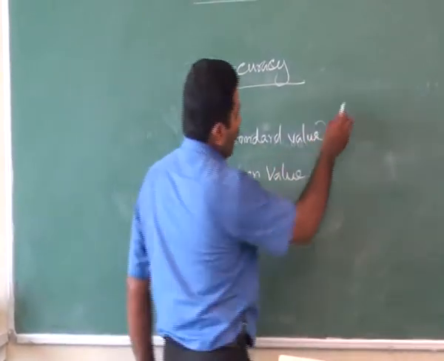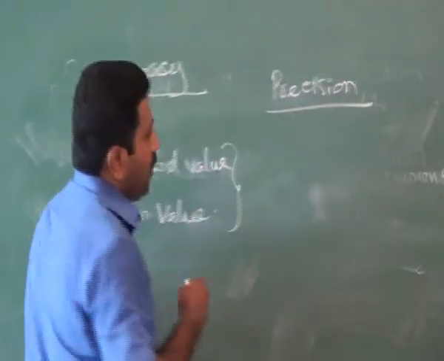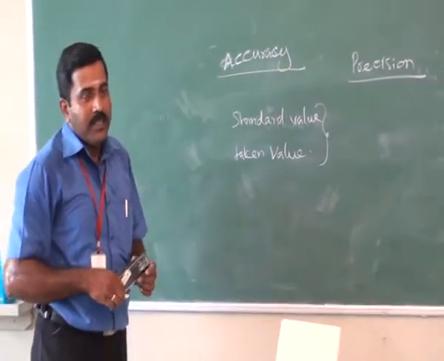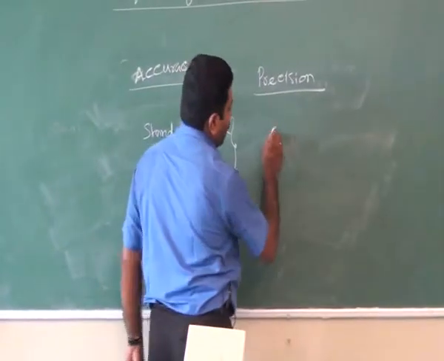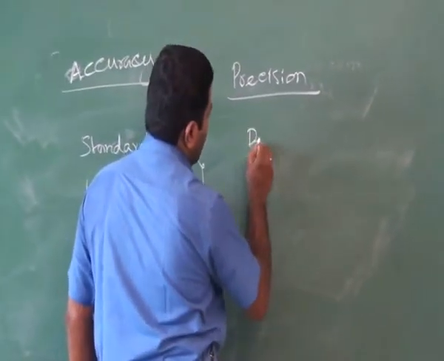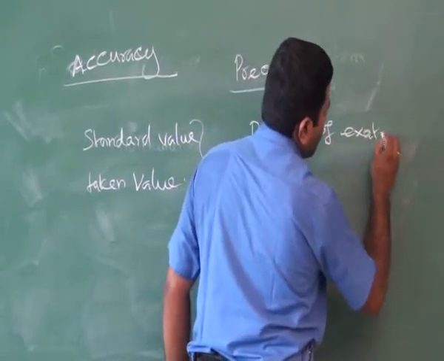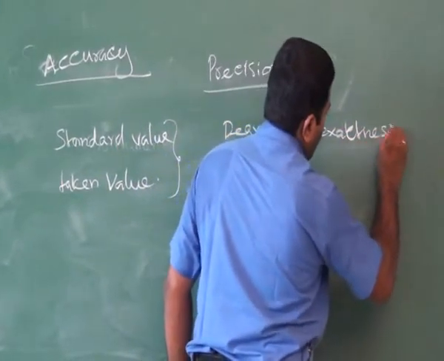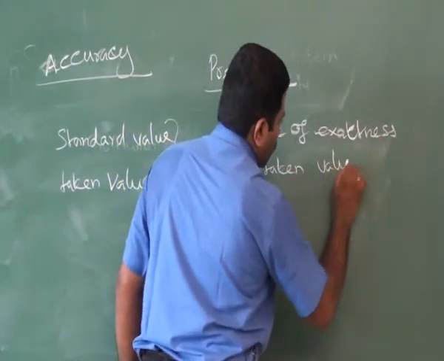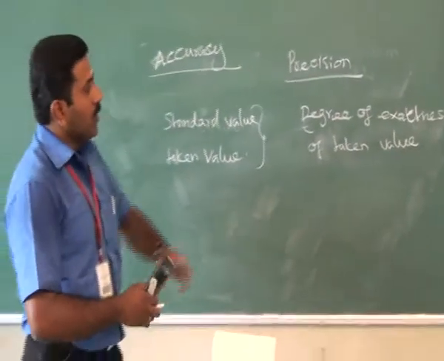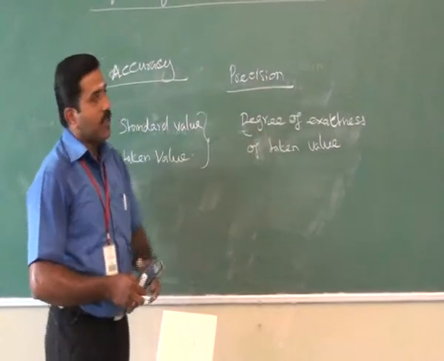And the next one is precision. What is the meaning of precision? Precision is the exactness of the taken value, the degree of exactness. The degree of exactness of the taken value is the precision.